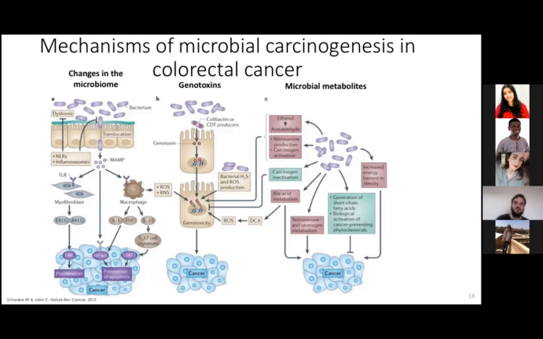So for example, there's the microbial conversion of ethanol into acetaldehyde. And acetaldehyde is extremely carcinogenic, and this can also lead to DNA damage and to the development of cancer. There's also bile acid metabolism, and that can also cause genotoxic effects.